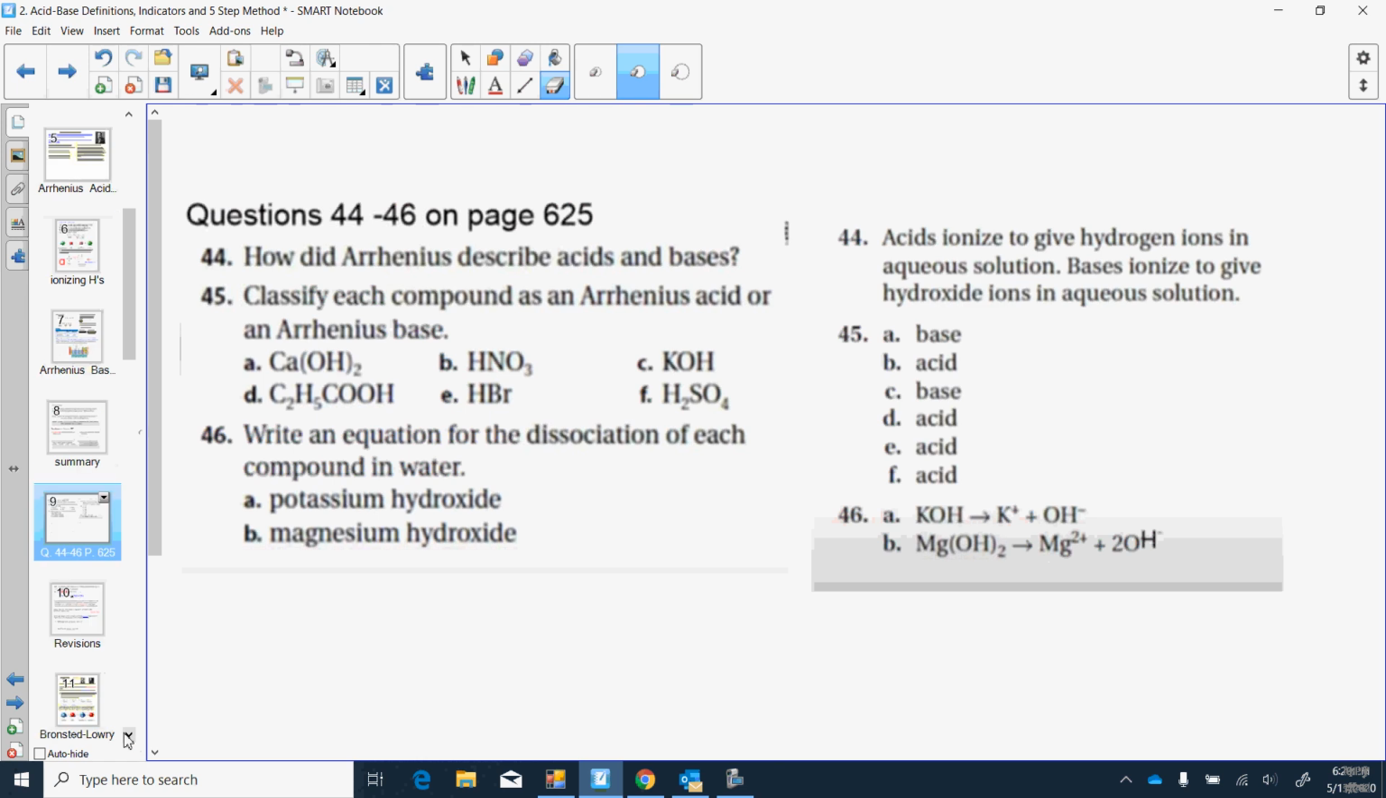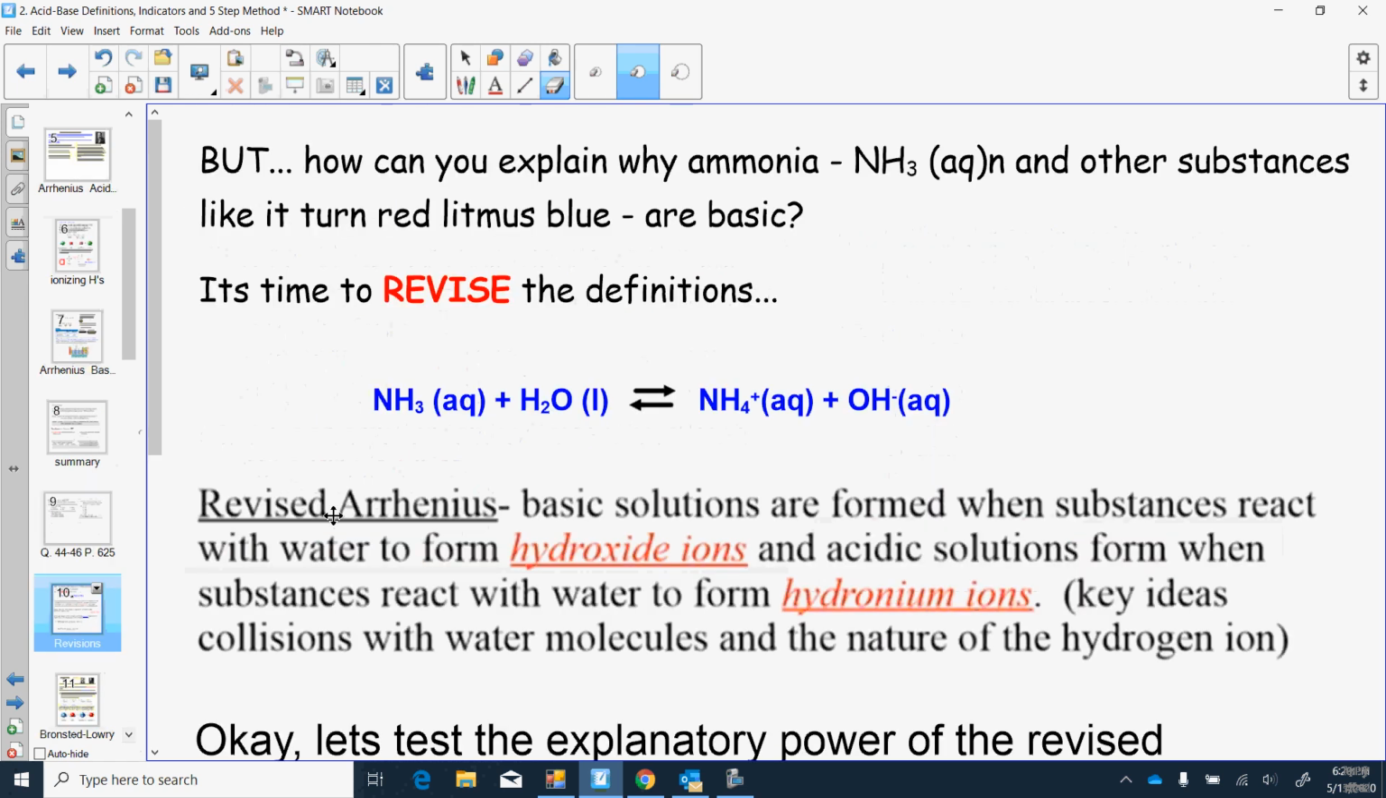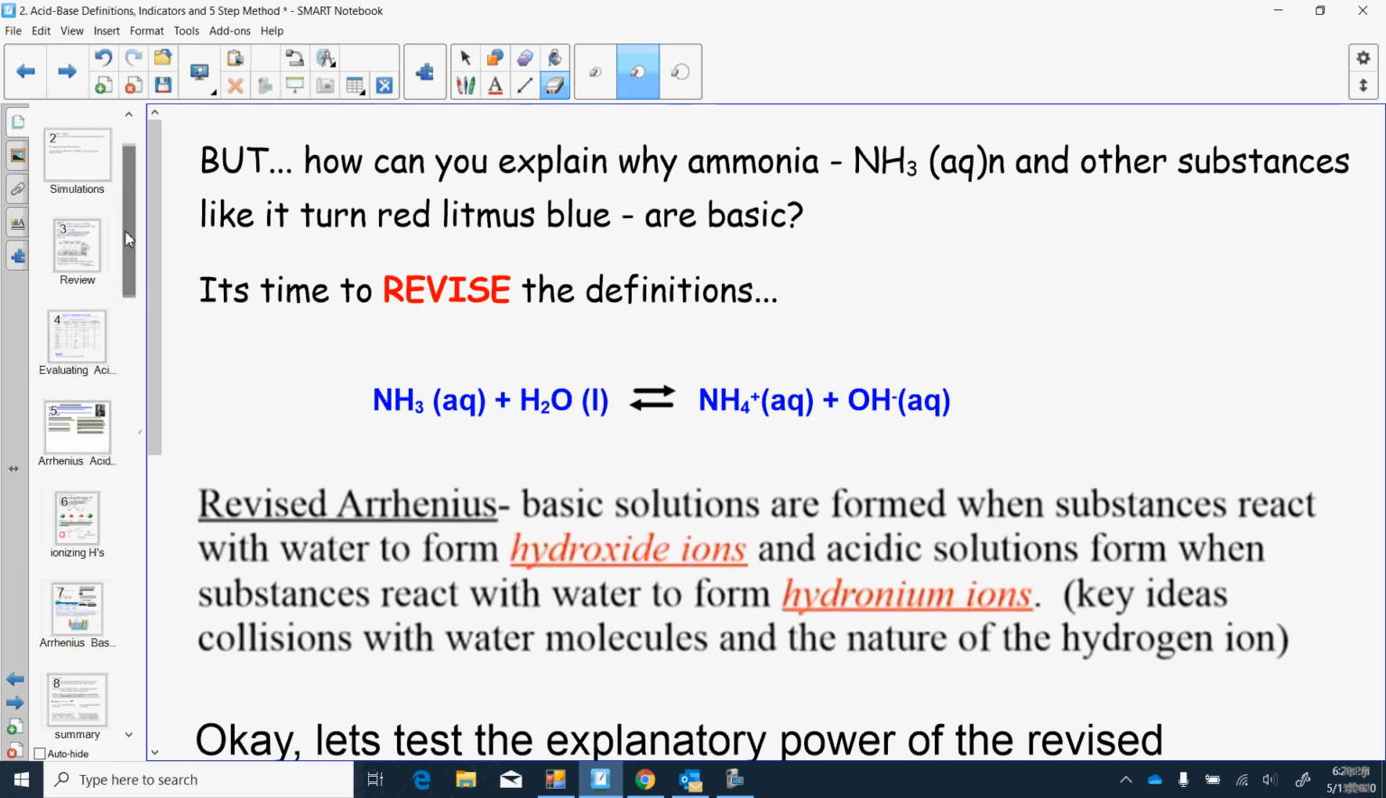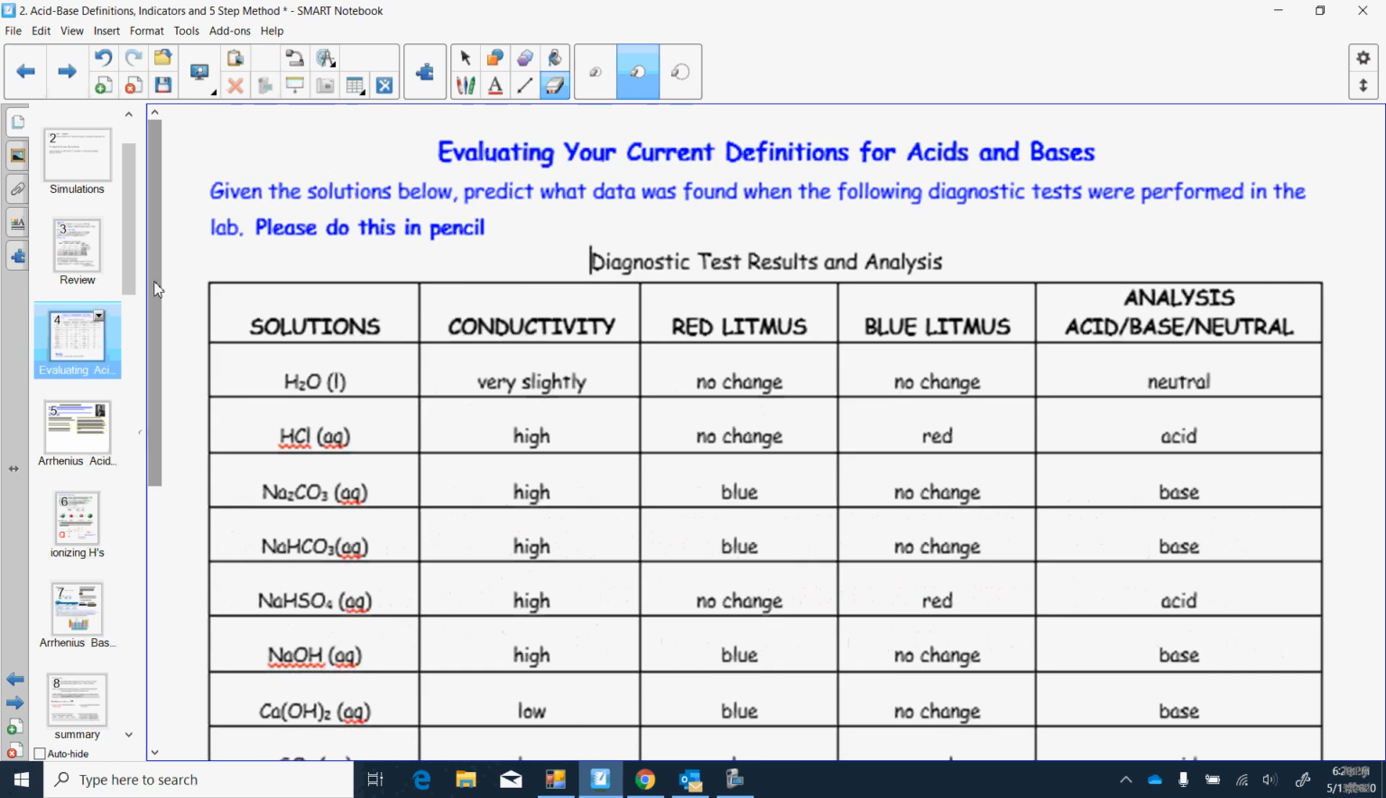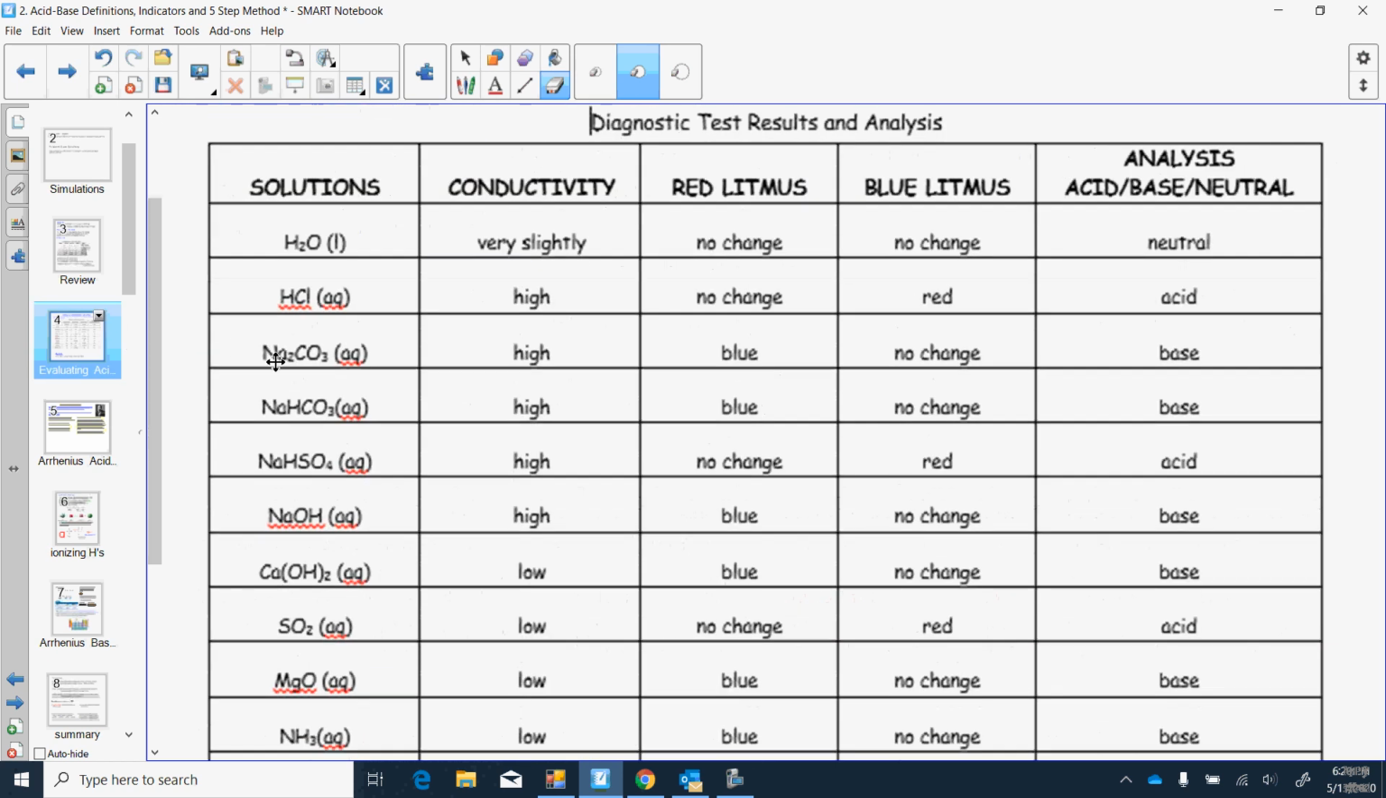And one last thing to finish with. There's one slight problem. How can you explain why ammonia is a base? Remember, if we go back to this table, we actually had several of these that were surprises. How is this? There's nothing there to tell me that this was going to be a base. There's nothing here to tell me that this is acting as an acid. So there are some weaknesses in Arrhenius definitions.